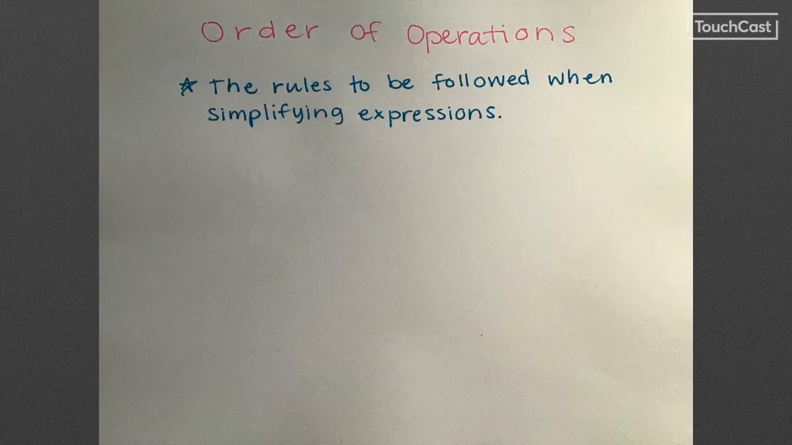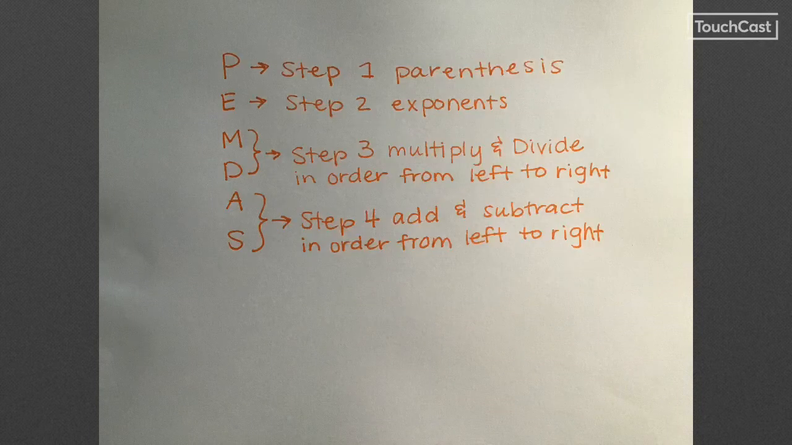Lastly, let's review order of operations. Order of operations are the rules that need to be followed when simplifying an expression, or in other words, when solving an expression. We use the acronym PEMDAS to help us remember the steps. The P stands for parentheses, E stands for exponents, M, multiplication, D is for division, A is for addition, and S is for subtraction.